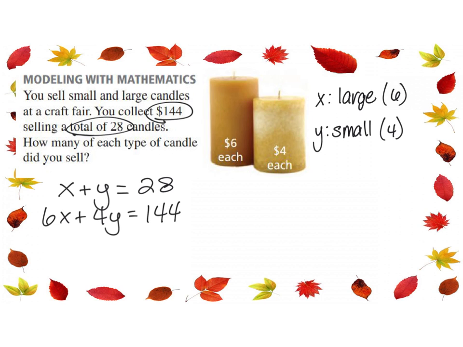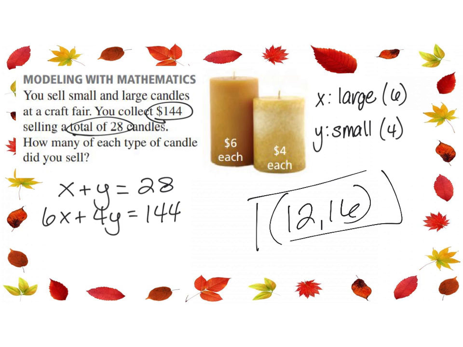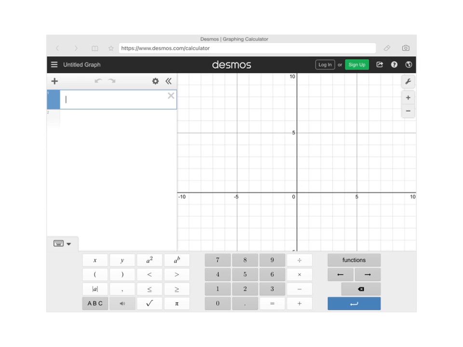So then our solution is 12, whoopsies, 16. And of course, 12 is the large candle, 16 is the small, because this is your X, this is your Y, and it comes from here. Questions about this? All right, I have one more.